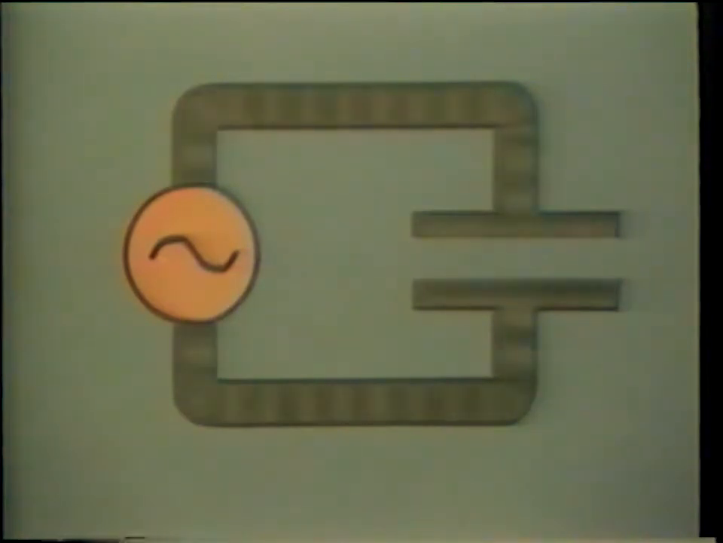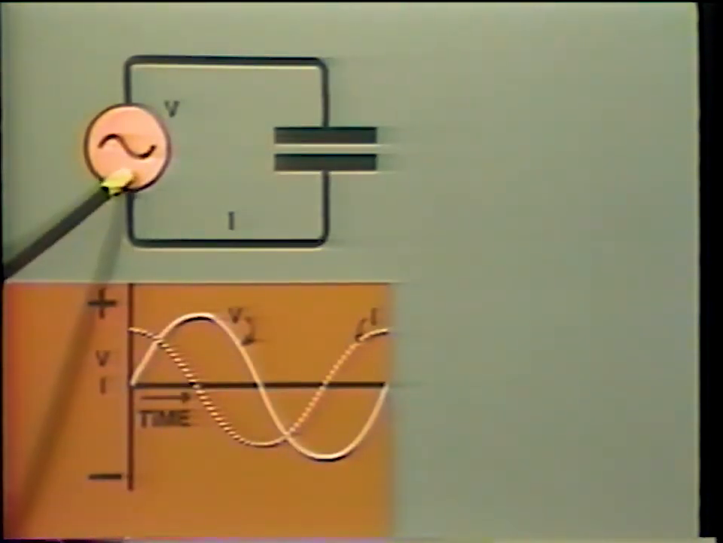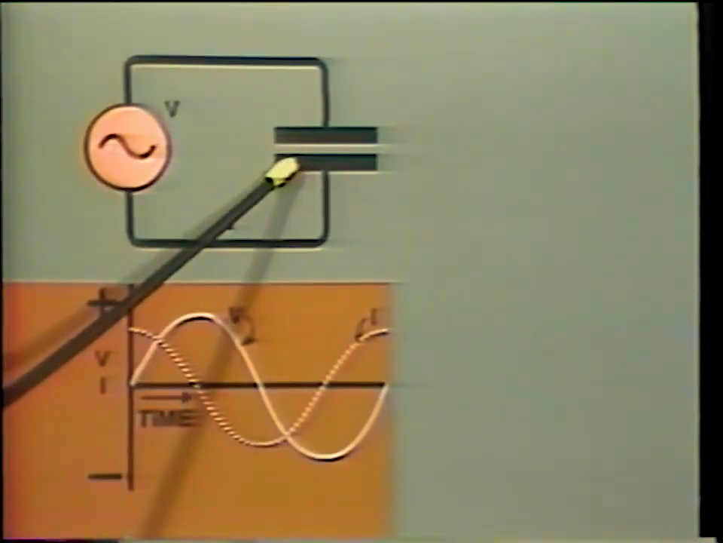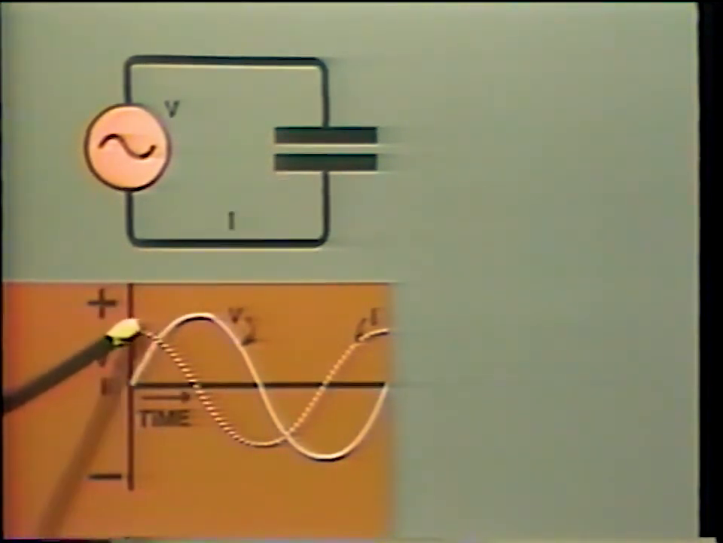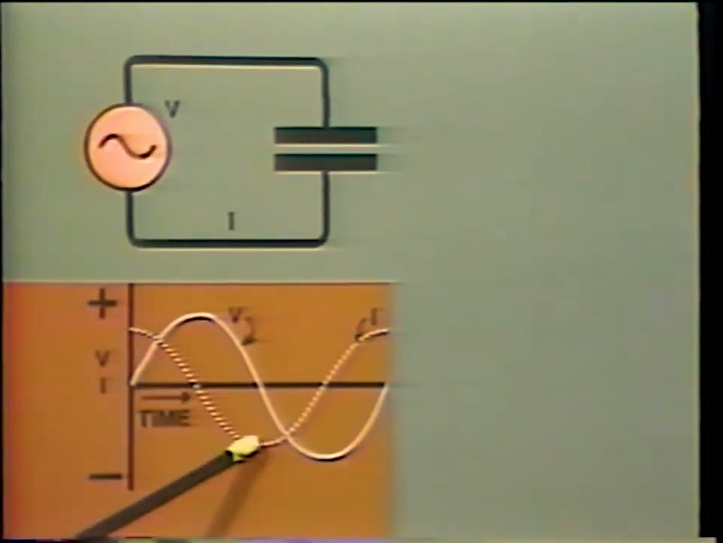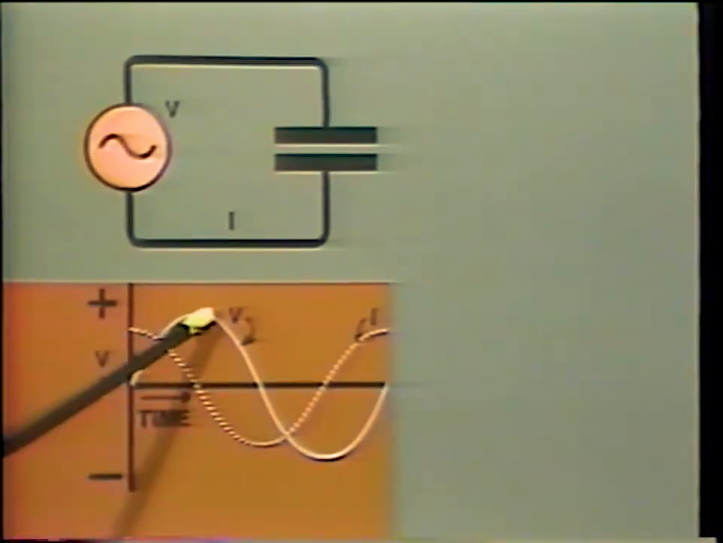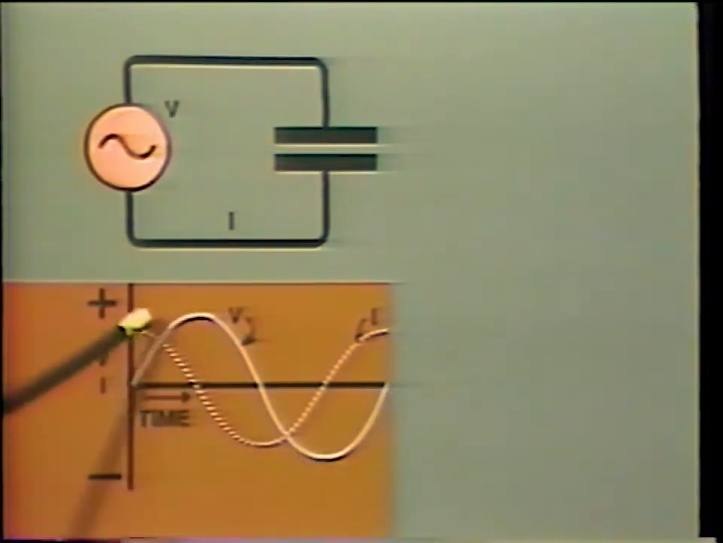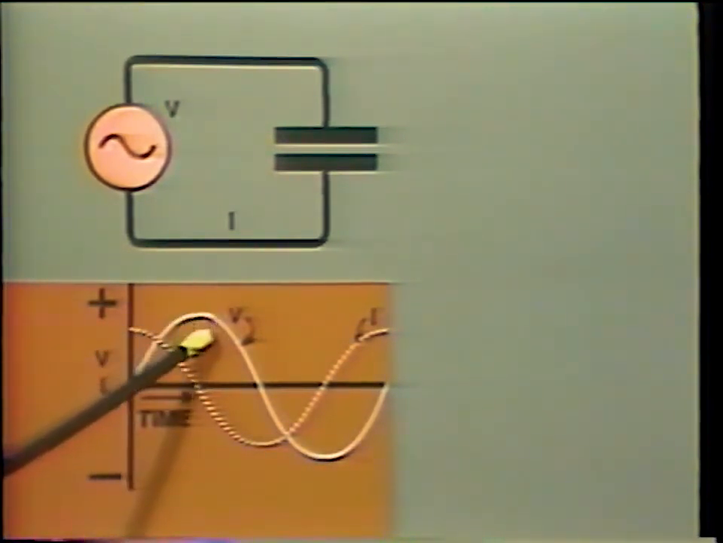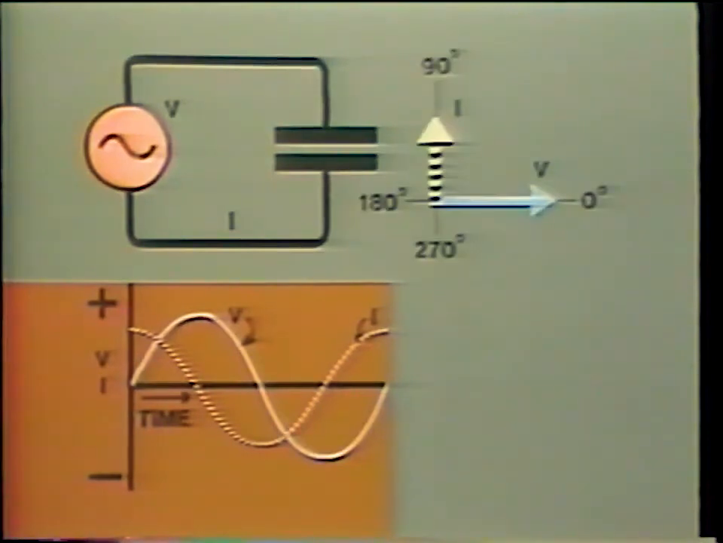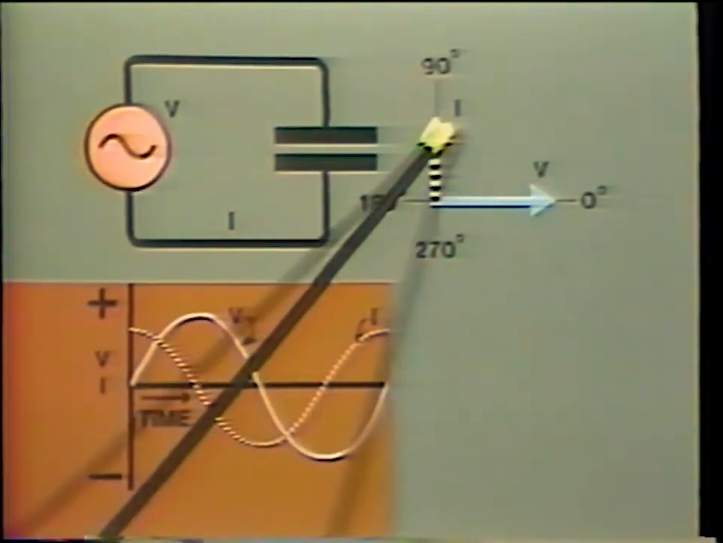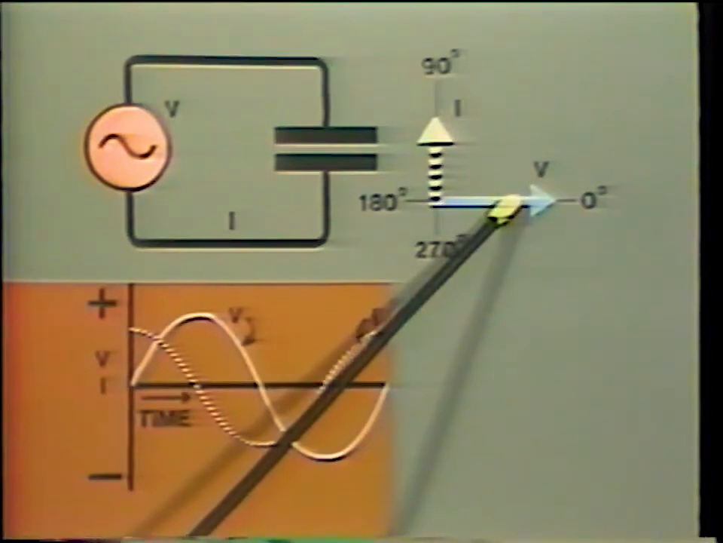Let us now look at a circuit containing capacitance only. When an AC voltage is applied to a capacitor, the opposite situation to the inductor results. The current reaches its maximum and minimum values 90 degrees before the voltage. So the current is said to lead the voltage by 90 degrees. In the vector diagram, the capacitive current is shown leading 90 degrees with respect to the voltage.